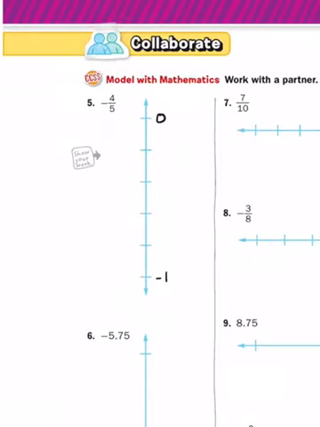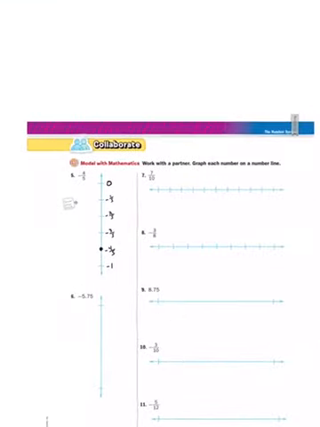So notice the number line is split into 5 sections, or fifths, 1, 2, 3, 4, 5. And if I were numbering, this would be negative 1/5, negative 2/5, negative 3/5, negative 4/5, and negative 5/5 is just negative 1 whole. And then I can put my dot right here. All right? So let's do another one together.